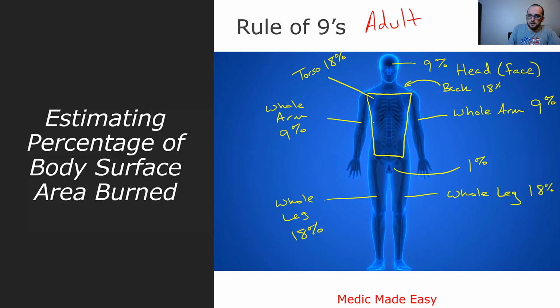Chest, abdomen, 9% for the chest, 9% for the abdomen. So again, the chest does not mean the entire torso. The torso is the chest and abdomen. So if they say just the chest is burned, we have to take half. We got to do 9% off that total 18%. Same thing on the back. If they said the upper back is burned, well, the entire back is 18%. So the upper back, 9%. Lower back, 9%.